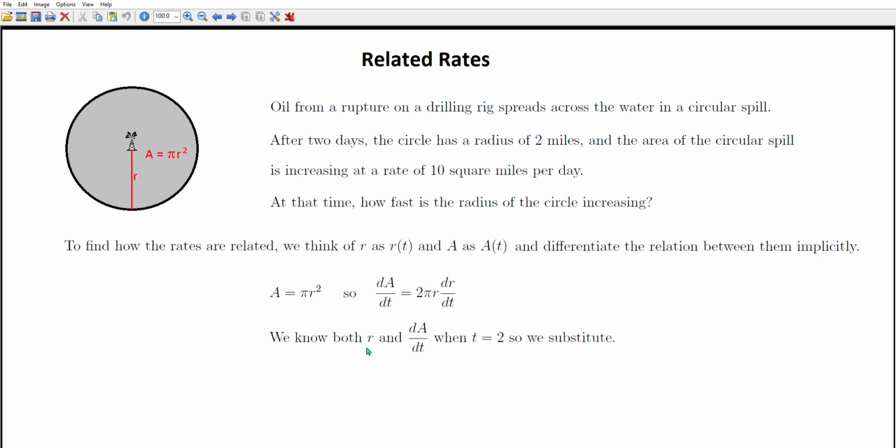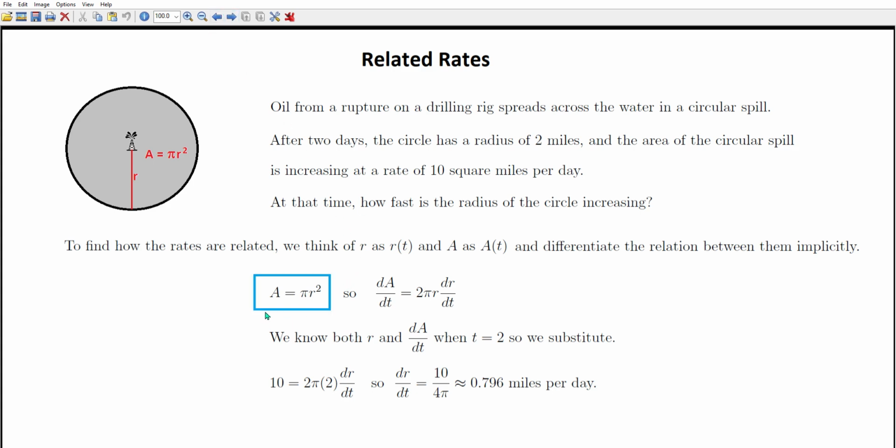And we know r and dA/dt when t is 2. That information is up here, so we just substitute into this equation and solve for dr/dt, which works out to be 10 over 4 pi, which is approximately 0.796 miles per day. Now, a couple of things to point out here.